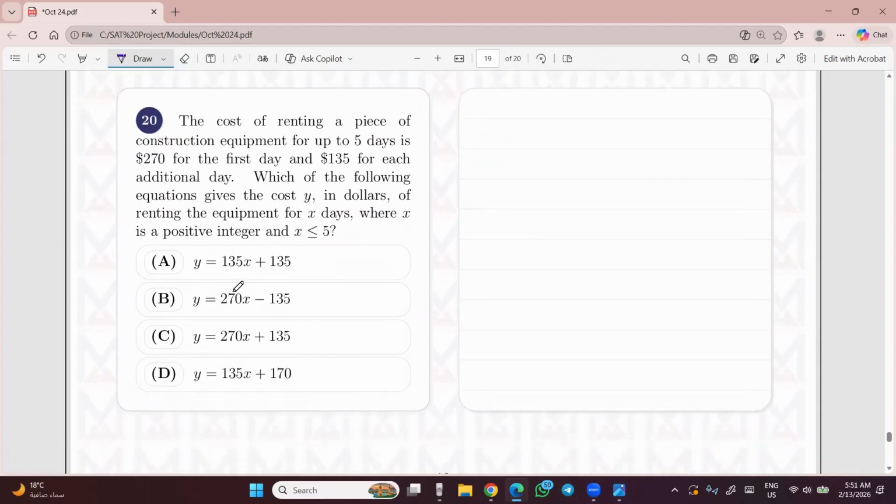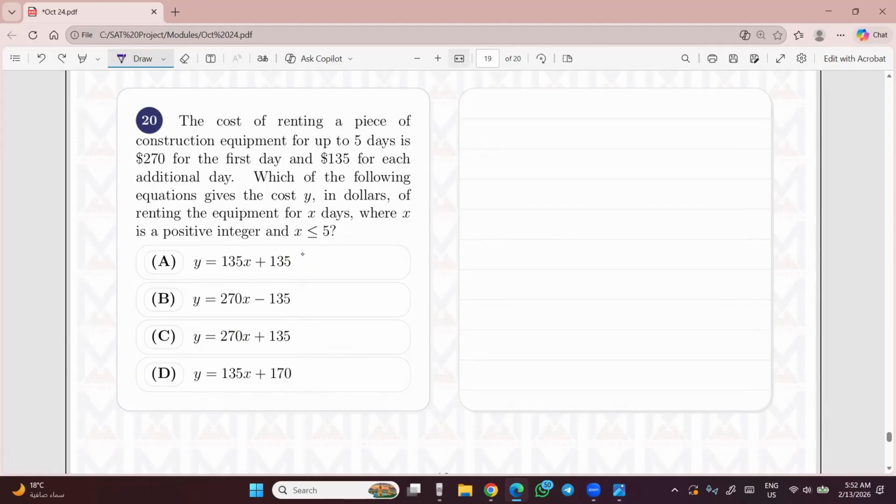Question number 20: the cost of renting a piece of construction equipment for up to 5 days is 270 for the first day and 135 for each additional day. Which of the following equations gives the cost y in dollars of renting the equipment for x days, where x is a positive integer and x is less than or equal to 5? How can we answer this? How can we write the linear equation like this?